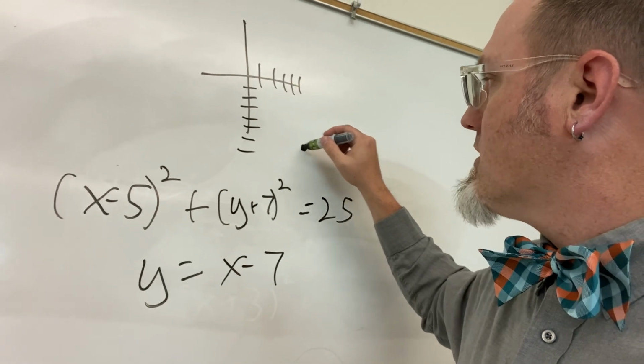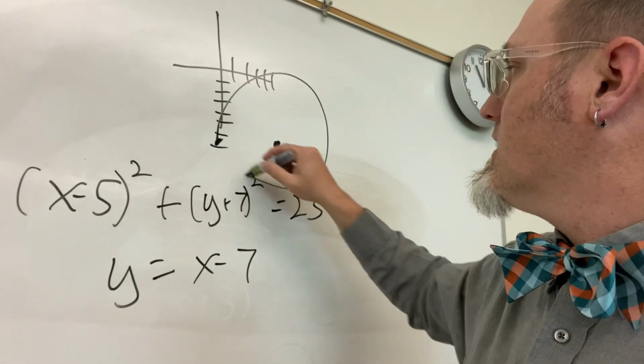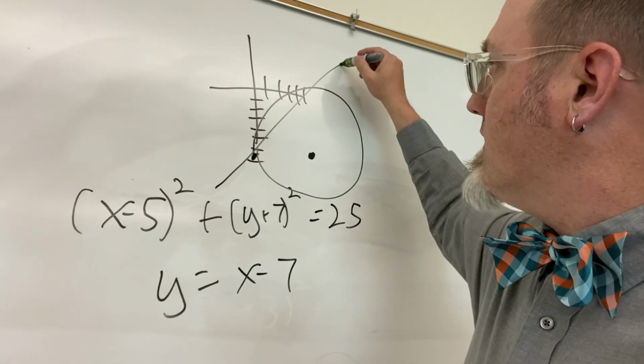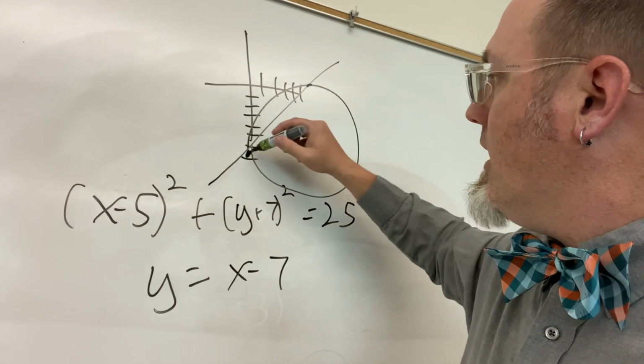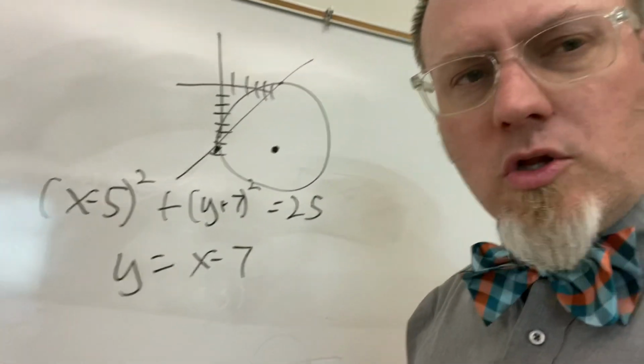So it's actually going to come straight sideways and touch over here at this -7 and kind of come around like this. Y is equal to x minus 7 means we're going to go through right there. And we have 2 intersection points. So we're going to find those eventually.